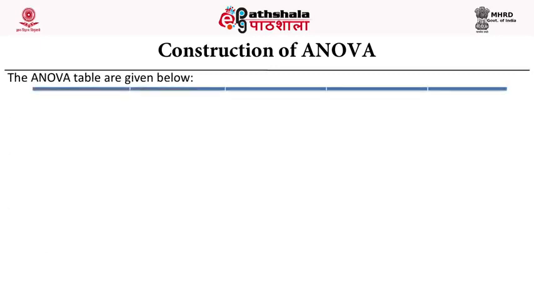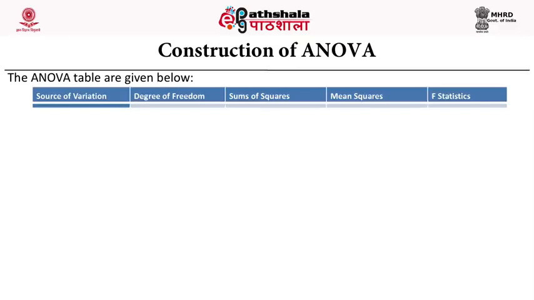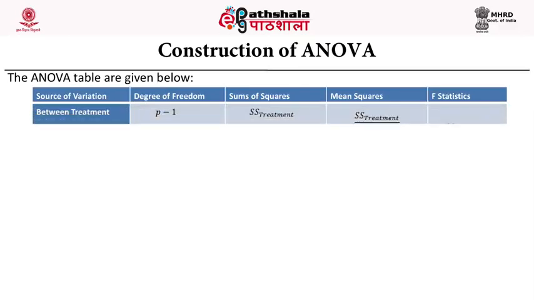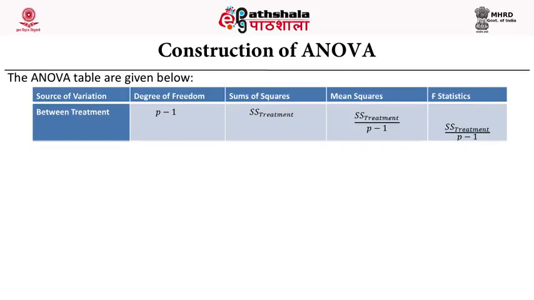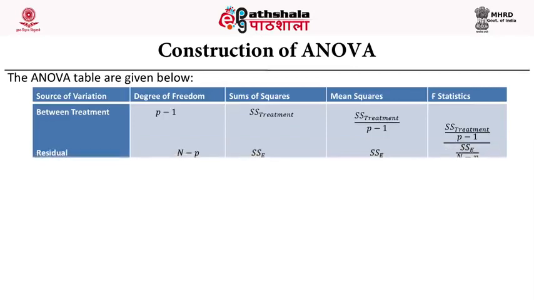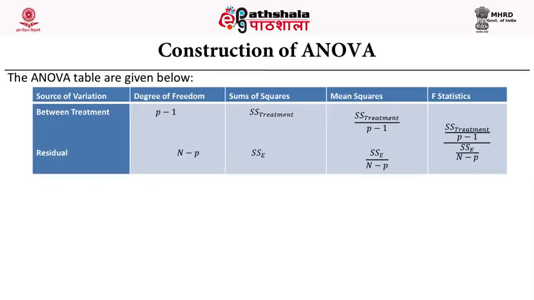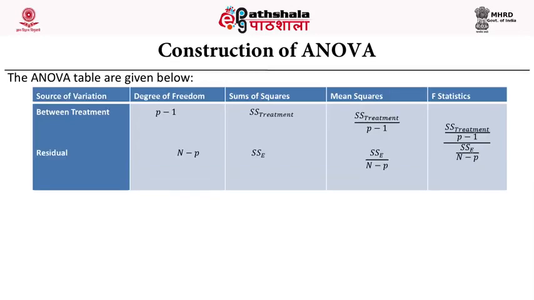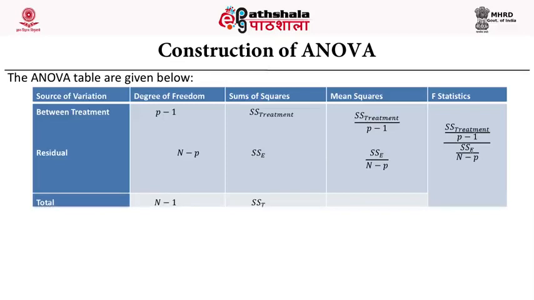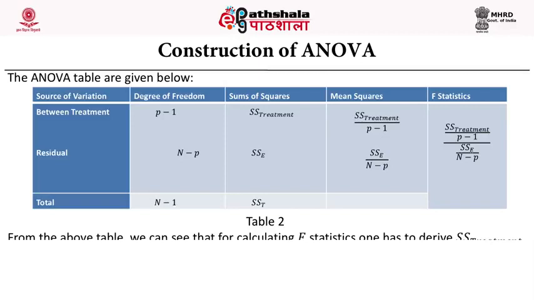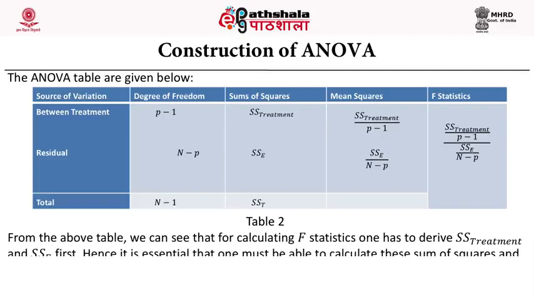From the ANOVA table we can see that in the first column we have the source of variation: the first source is between treatment, the second is residual, and the third is total. In the second column we have the degrees of freedom corresponding to the source of variation, in the third column the sum of squares, in the fourth column the mean square, and then the F statistic. From the above table we can see that for calculating the F statistic one has to derive the sum of squares of treatment and the sum of squares of error first. Hence it is essential that one must be able to calculate these sums of squares and then calculate the F statistic.